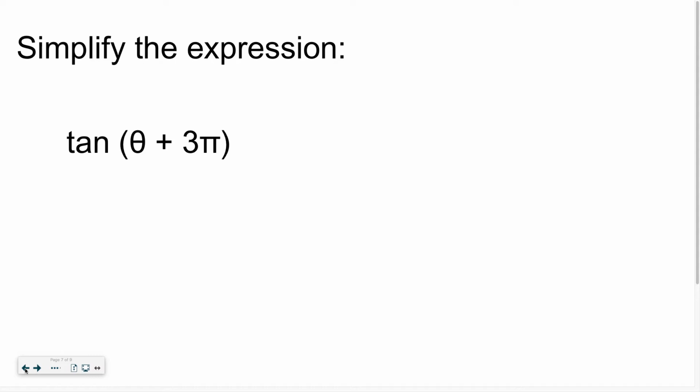Okay, this is another one of those simplifies, right? So it's just plug it in and see what happens. So in the numerator of the sum of two angles that you want to take the tangent of, theta and 3 pi, you take the tangent of u plus the tangent of v, am I correct? So we would say the tangent of theta plus the tangent of 3 pi. It has the same sign.